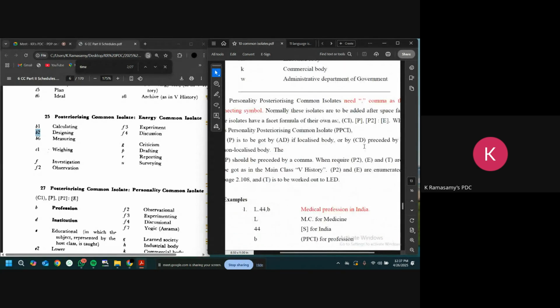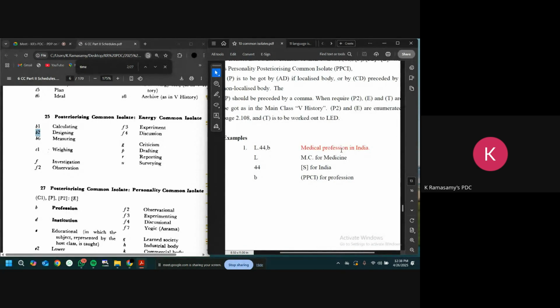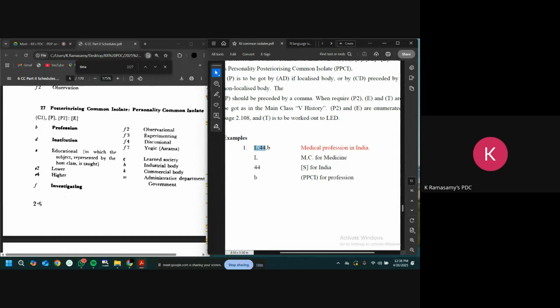For example, very simple, I tell you, medical profession. What is the number for medicine? L. What is the number for India? 44. Medicine in India. You want to add a number called profession. What is the number for profession here? It is given as small b. Small b is a posterior common PCI. So you are adding a comma and small letter b. This becomes medical profession. Legal profession is that comma b.